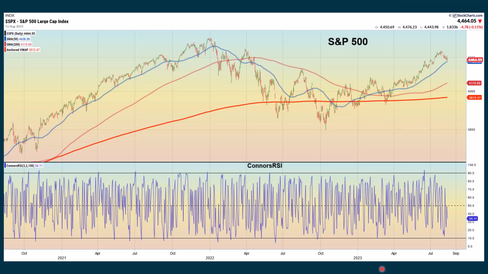This is the Connors RSI. It's kind of a short-term RSI in that we use it for extreme positive or negative readings. We also follow the dashed line. When we're above the dashed line and advancing, that's positive. Below the dashed line and declining, that's negative. Right now, we have more of a negative stance with this indicator.